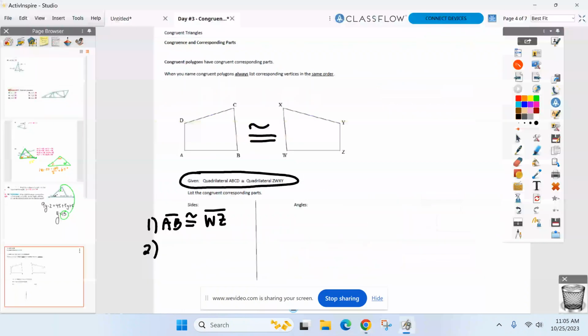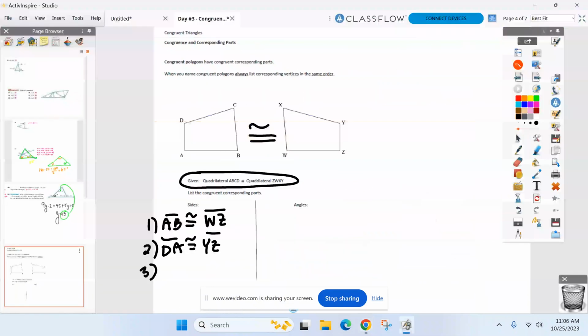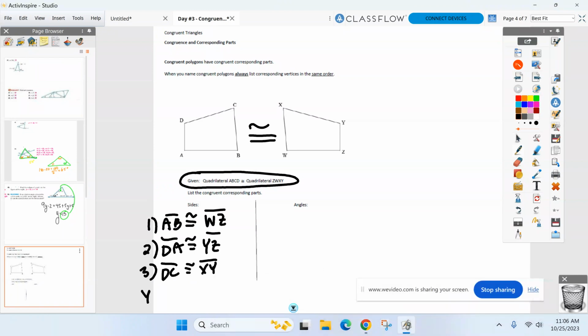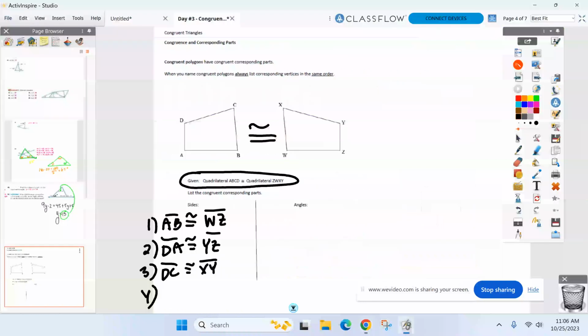Olivia, another pair. DA and YZ? Yep. Because the quadrilaterals are congruent and they correspond, they are congruent as well. Third pair, please. Ziv. Yep. And how about the fourth pair? Gabby. CB and XY. Good. Yep.